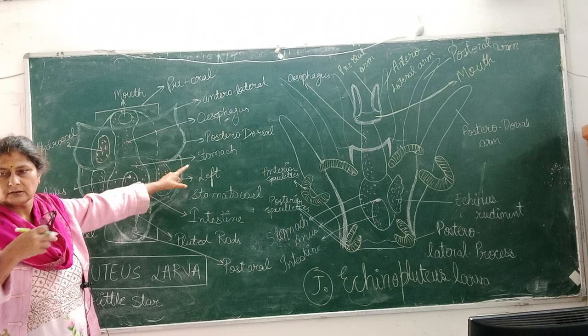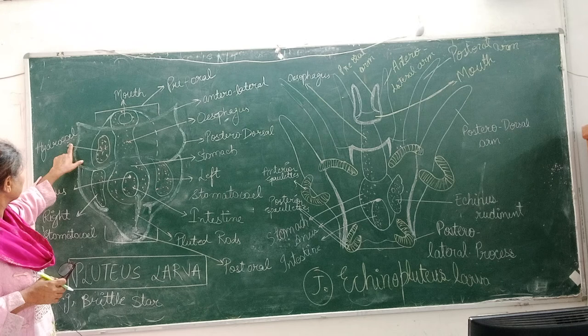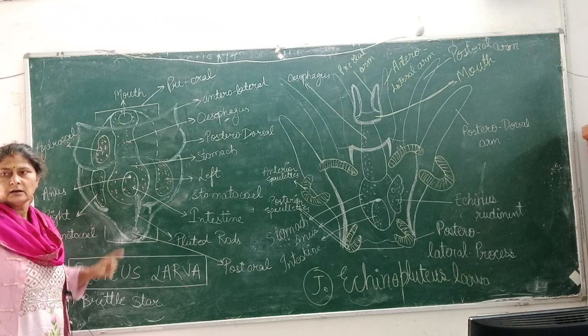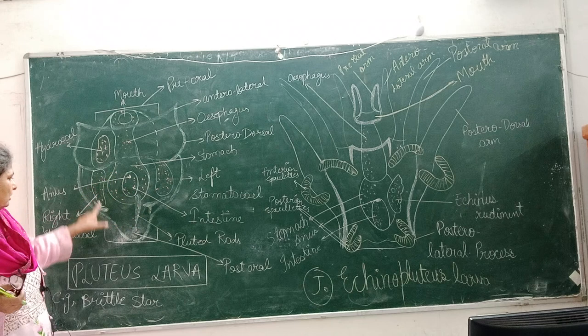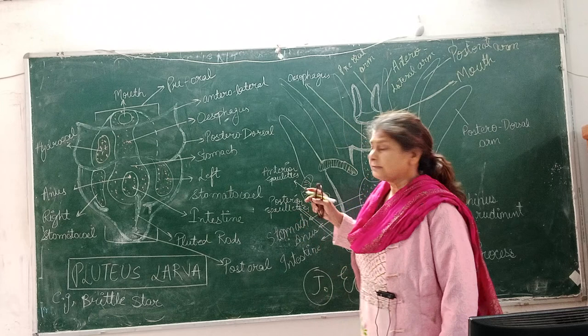Except that, there are hydrocoele. Hydrocoele means the body cavity which contains water. Stomocoele means near the stomach, the body cavity near the stomach. This is the structure of Plateus larva. Then this larva, that is Echinoidea Plateus larva.